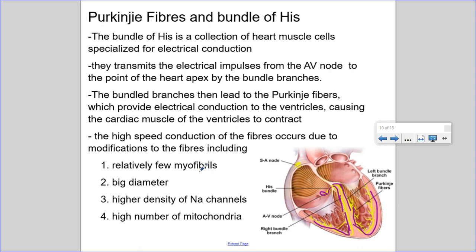The high-speed conduction of the fibers occurs due to modifications of the fibers, including relatively few myofibrils, a big diameter of the cells, a higher density of sodium channels, and a high number of mitochondria, so it allows the signal to spread quickly.